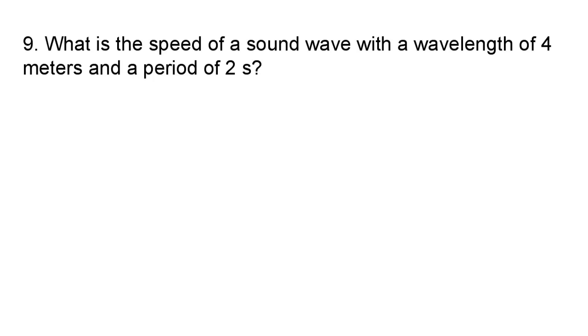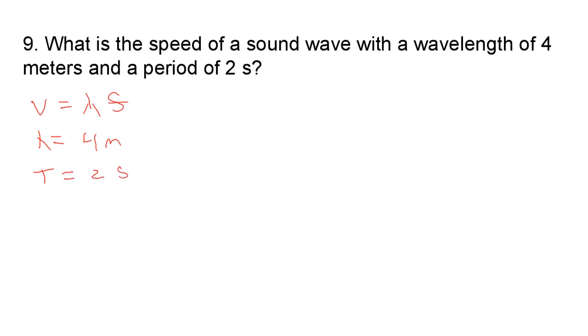Alright, number 9. What is the speed of a sound wave with a wavelength of 4 meters and a period of 2 seconds? Ooh, alright, this is a little different. We have to go back and think about our relationships. We know that we're looking for the wave speed, so it's probably best to just write down the equation for wave speed: wavelength times frequency. Well, I have the wavelength that's given to me. I'm told that the wavelength equals 4 meters. And the period, which if you remember we use capital T, is 2 seconds.